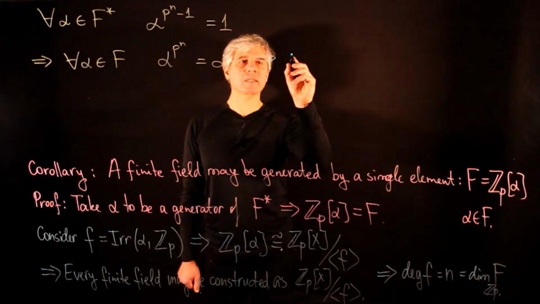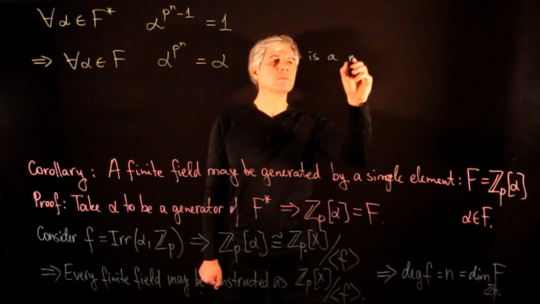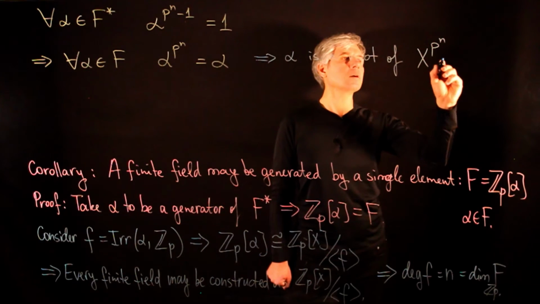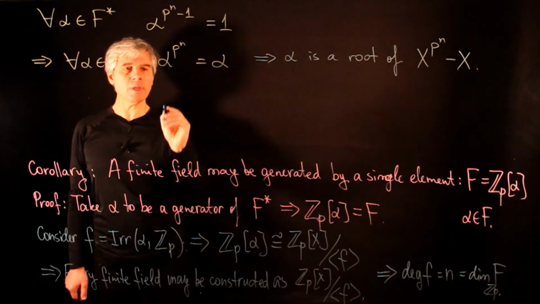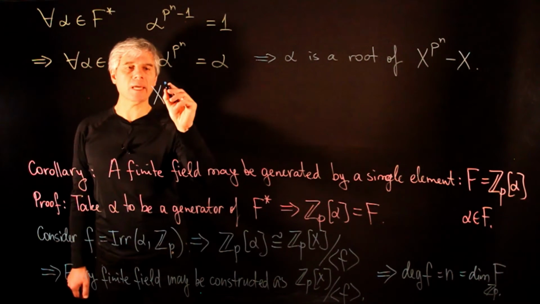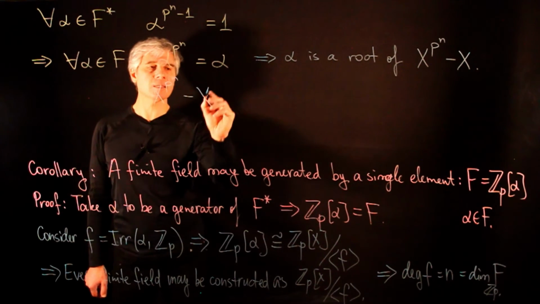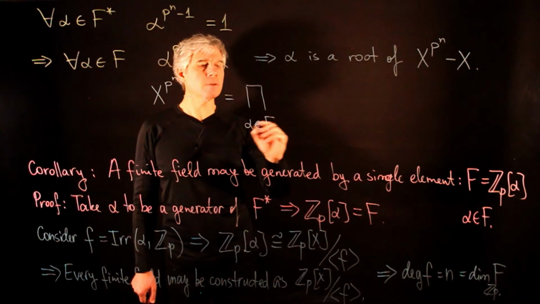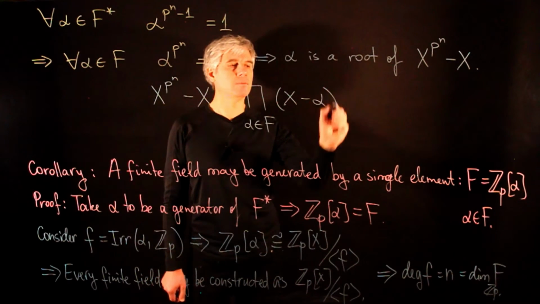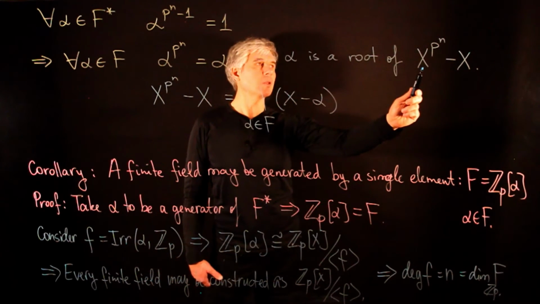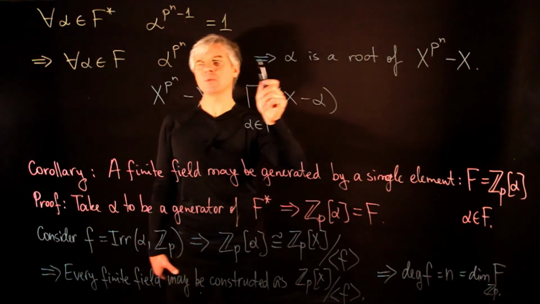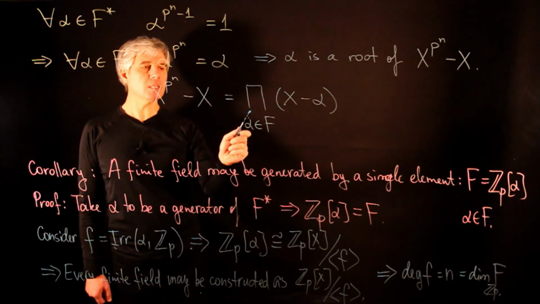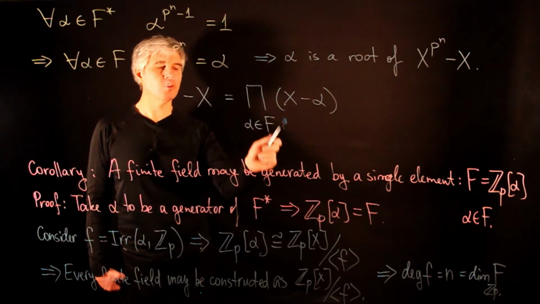So this tells us that alpha is a root of the polynomial x to the power p to the n minus x. And then we get the following remarkable formula: x to the p to the n minus x is written as a product over alpha in F of x minus alpha. So here we have a polynomial of degree p to the power n, and we found p to the power n roots of this polynomial in the field F. This means that the following factorization holds over the field F.